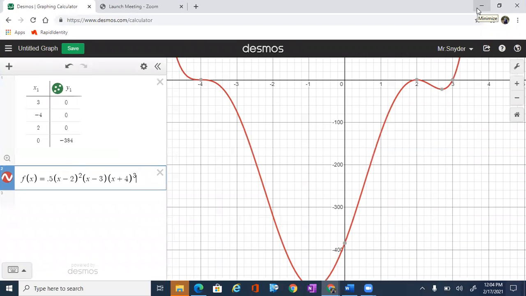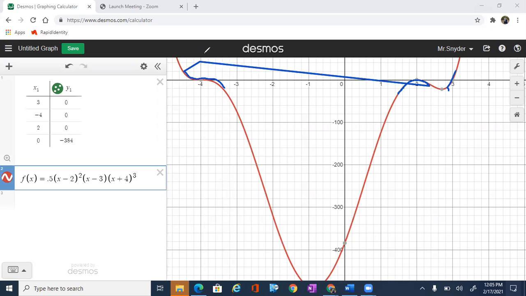We have the curving, the swerve through the x plus 4. We have the U shape for a multiplicity of 2 right there. And then we have it going directly through for the multiplicity of 1.